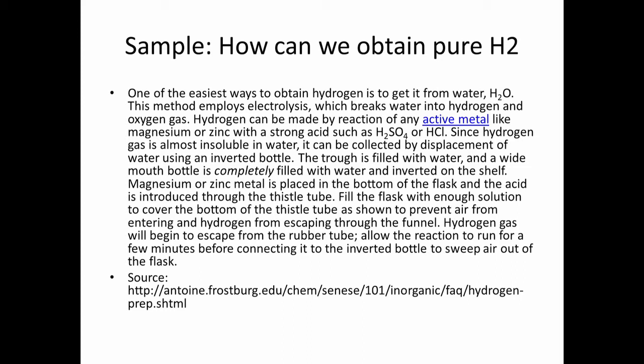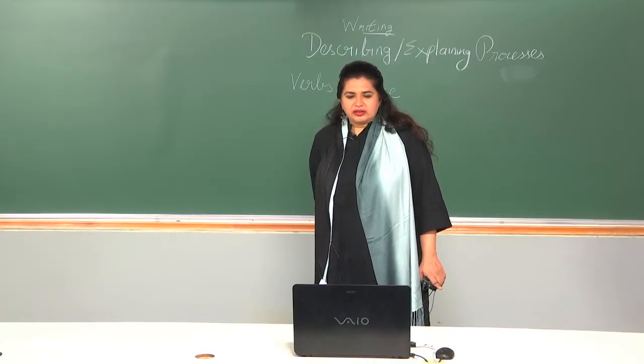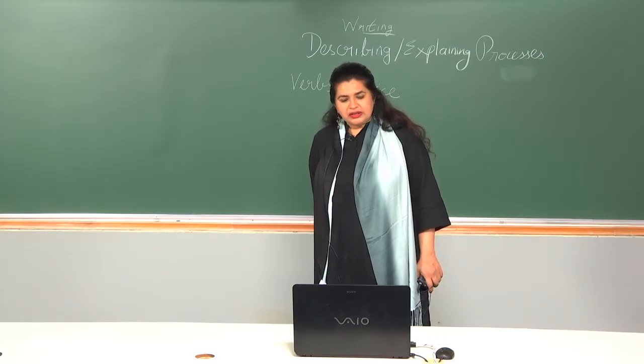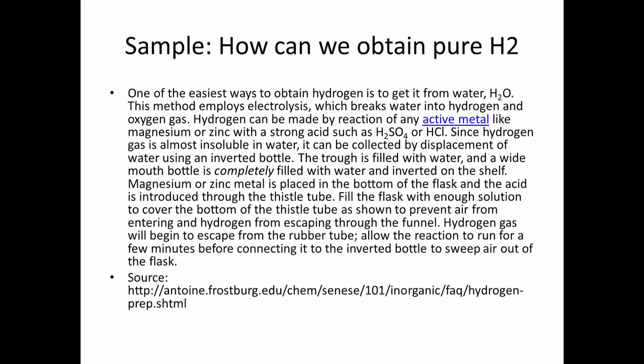So, we have to pay attention to the reference words now. You remember the reference words? This, that, it, which, those are the words that stand for a noun or pronoun already been talked about. So, here we are talking about a way, and what is the way? To obtain hydrogen from water, and this method. Okay. So, therefore, this method employs electrolysis which breaks, so which is for the electrolysis method, into hydrogen and oxygen gas.